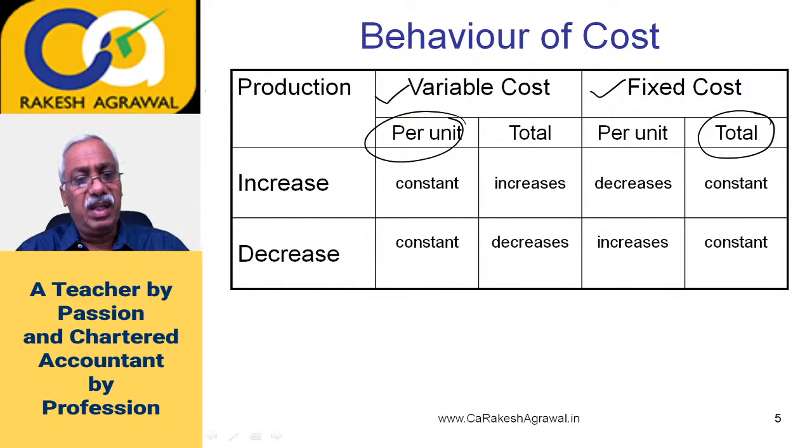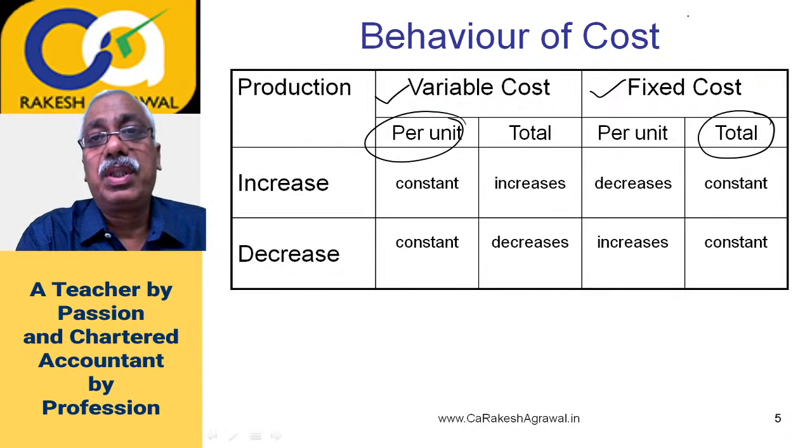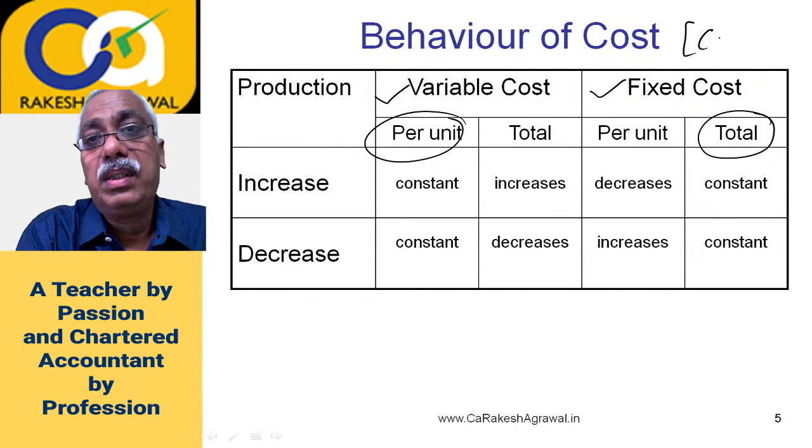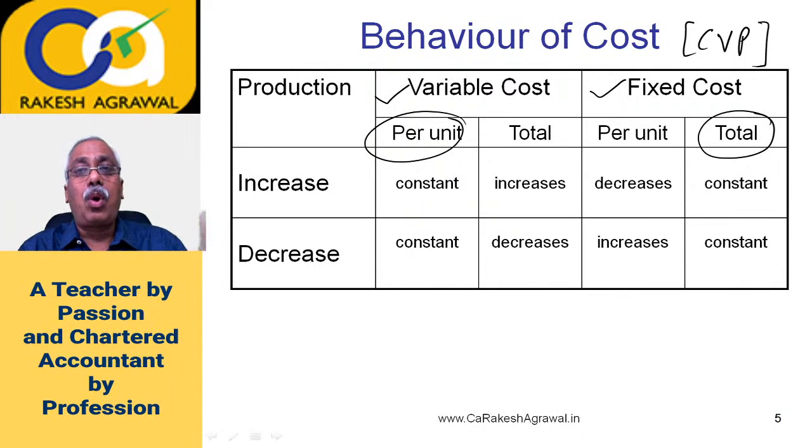Once you get this data, you can solve the questions very easily. So this is the behavior of cost. This behavior of cost is also known by a name, CVP analysis. CVP analysis stands for cost, volume, profit analysis, which means what is the behavior of cost and profit due to change in volume?